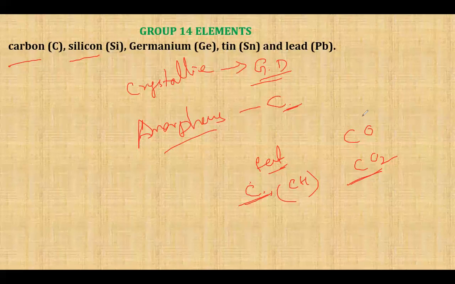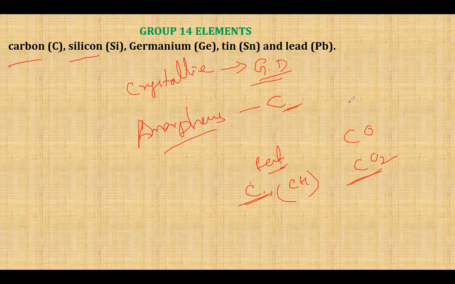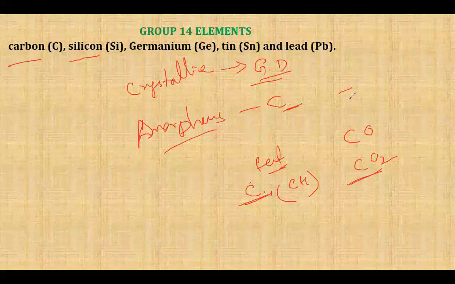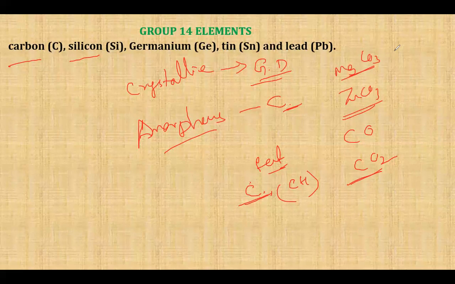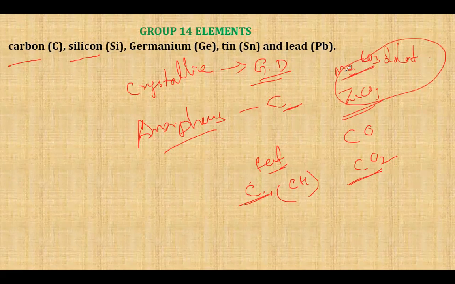Carbon exists as oxides, carbon dioxide and carbon monoxide, and as metal carbonates like calamine or dolomite. Calamine is zinc carbonate, ZnCO3, and the mixture of MgCO3 and CaCO3 is called dolomite. Then siderite and many other carbonate forms. So carbon exists in different carbonate forms.